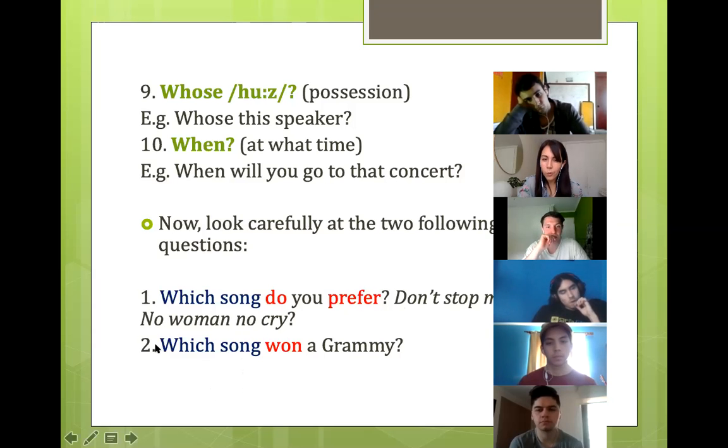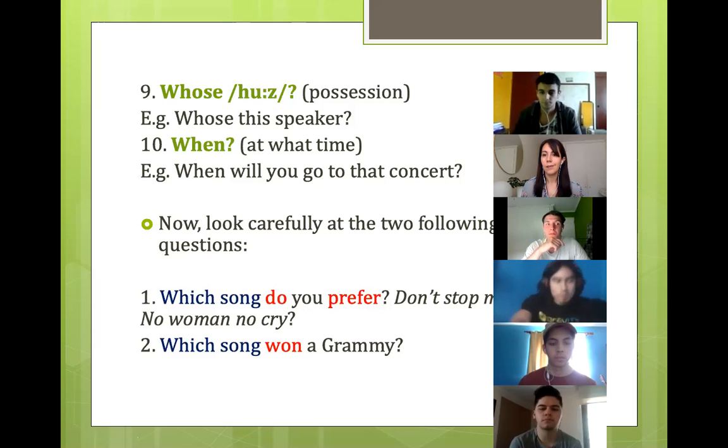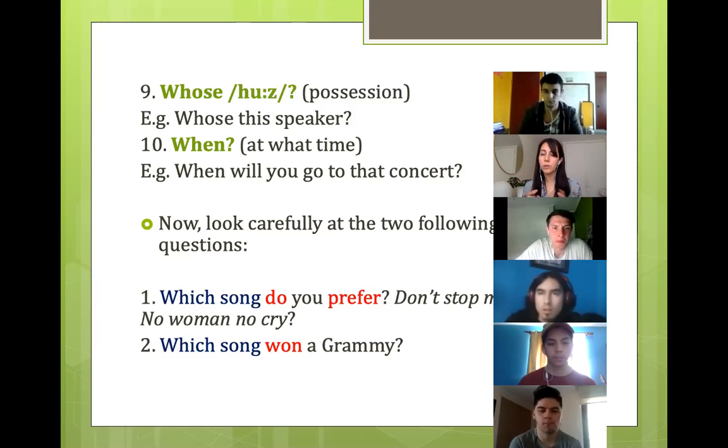So the question word is the subject in the question. But here in number 1, the subject of the question is not which song. The subject is you, because the answer says, I prefer Don't Stop Me Now. It's a little bit confusing at first, but you're going to see that it's very easy to detect when to use and when not to use the auxiliary.